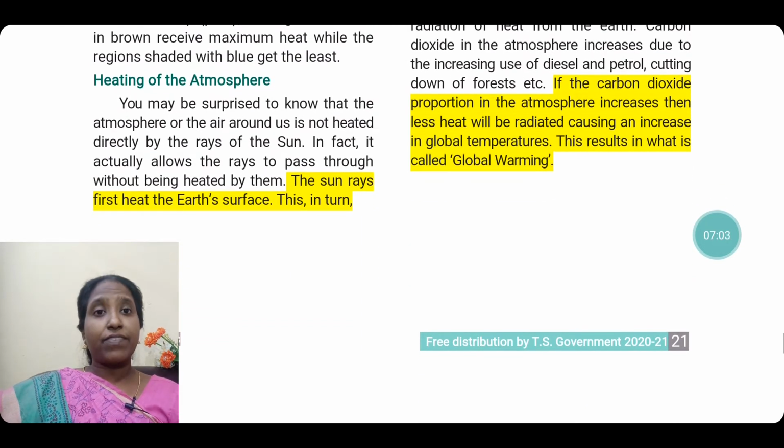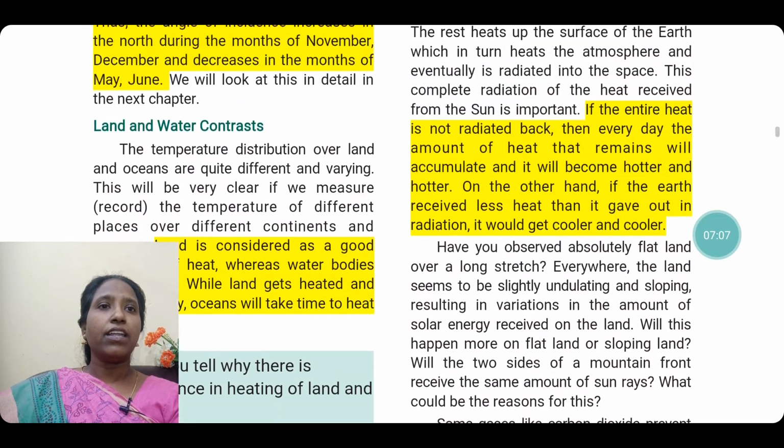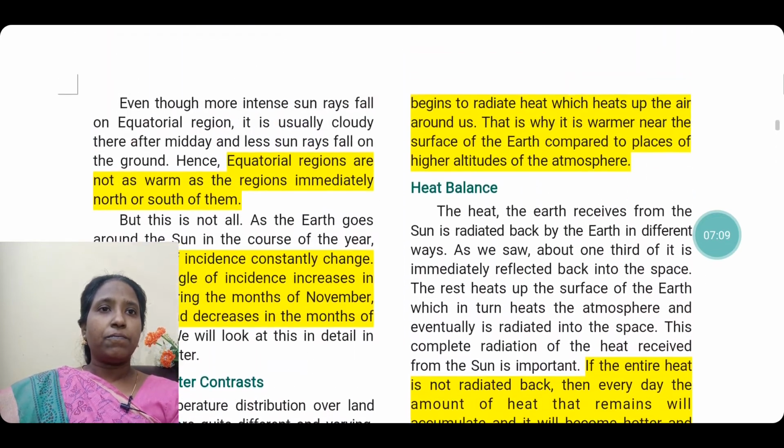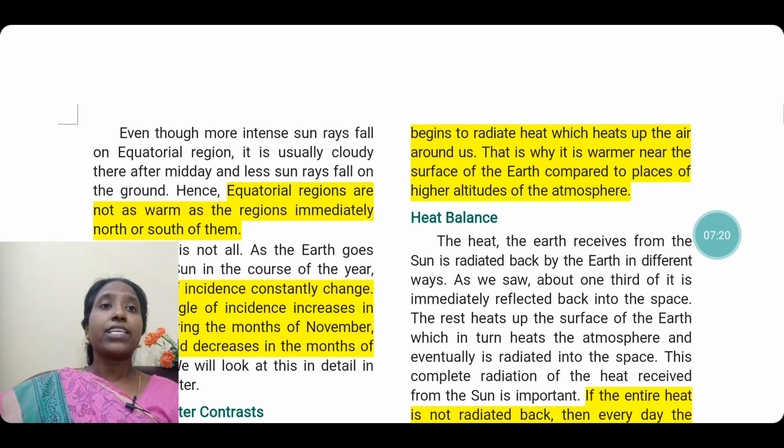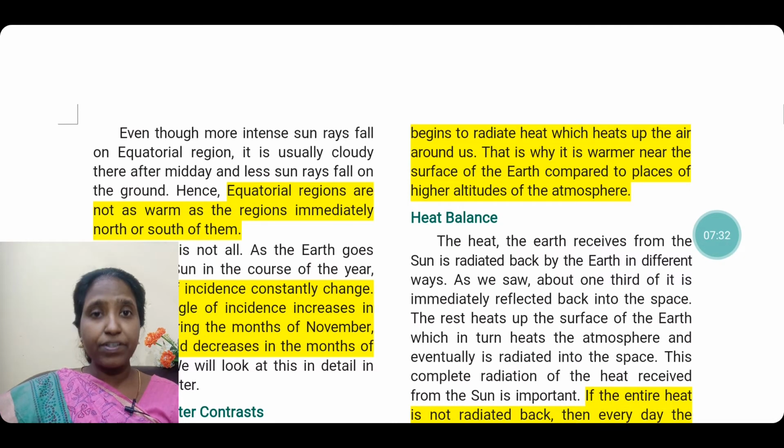The sun rays first heat the earth's surface. This in turn begins to radiate heat, which heats up the air around us. First the earth is heated, then the area around the earth is heated. That is why it is warmer near the surface of the earth compared to the places of higher altitudes of the atmosphere. So as I told you, when the radiation reaches the earth, it doesn't heat it directly. After reaching the earth, the heat is transformed.